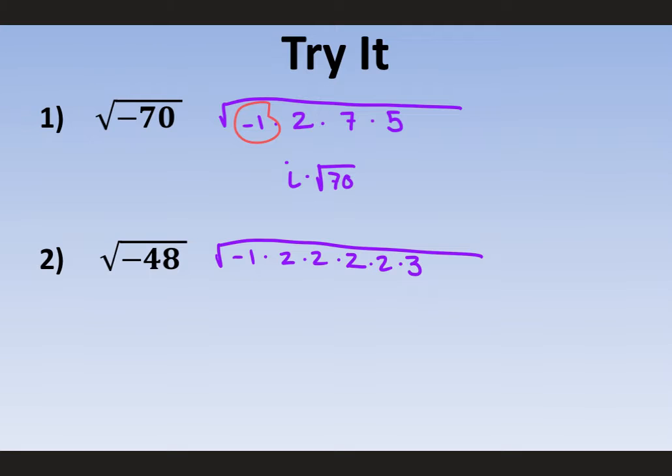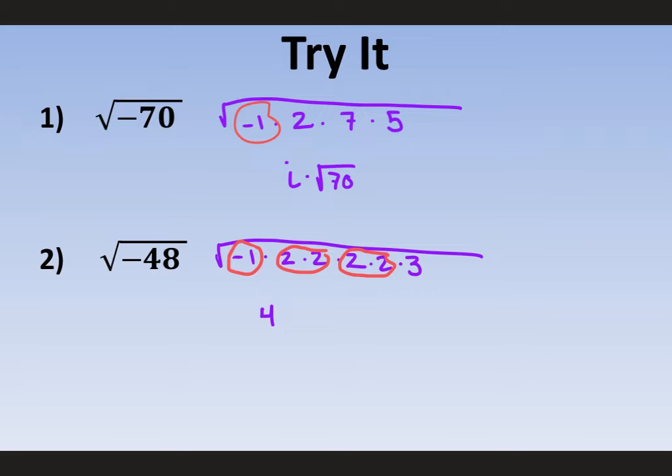So our perfect squares are groups of 2 of the same things. We have 2 2's, we have another 2 2's, and then we also have this -1. So each of those 2's can come out. The square root of 2 squared is 2, the square root of 2 squared is 2, so there is a 4 that gets to come out.